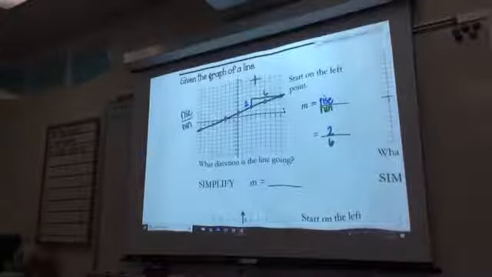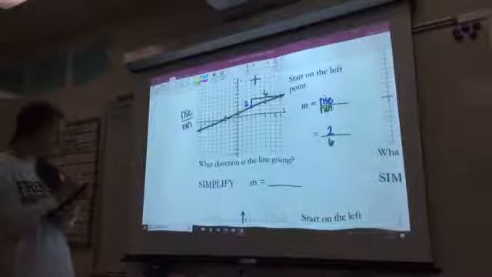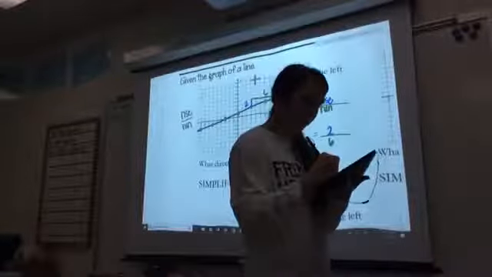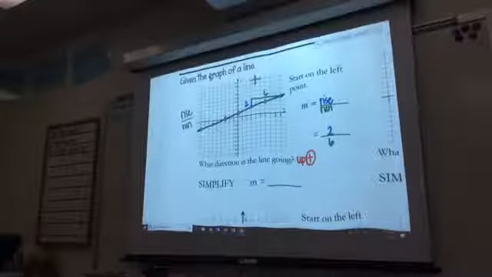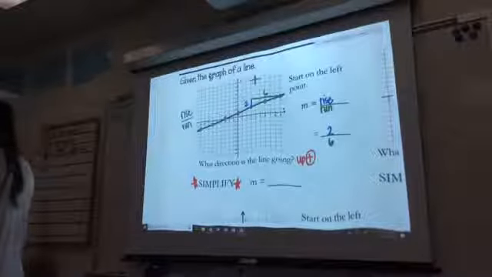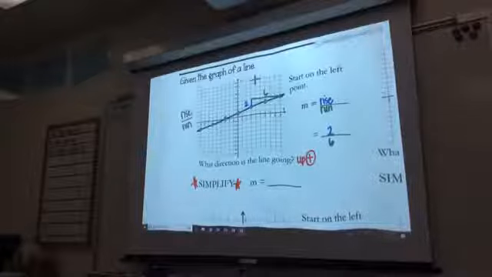Now ask yourself, which direction is the line going? To the right. Is it going up to the right or down to the right? Up to the right. So that means what type of slope should I have? Positive. Now, look at this word right here. This is an important word. What do you have to do? Simplify. So in your calculator, you're going to type in 2 divided by 6. And we're going to press math, enter, enter, and what are we going to get?